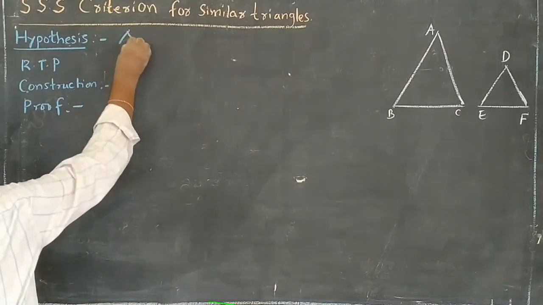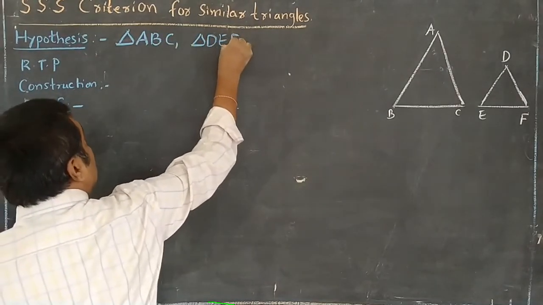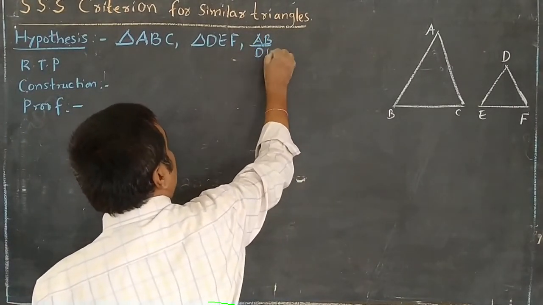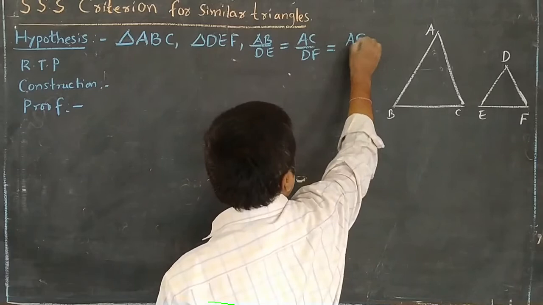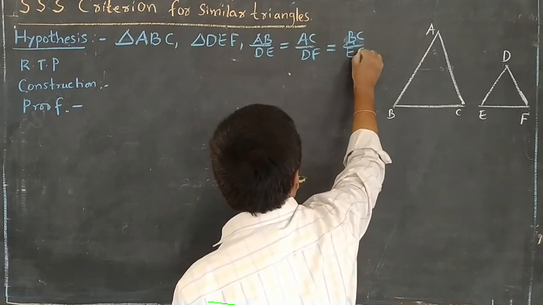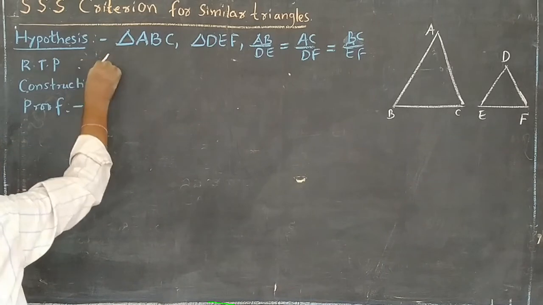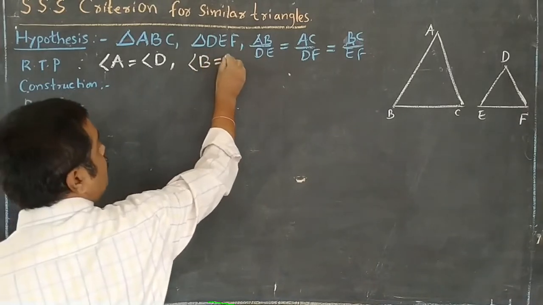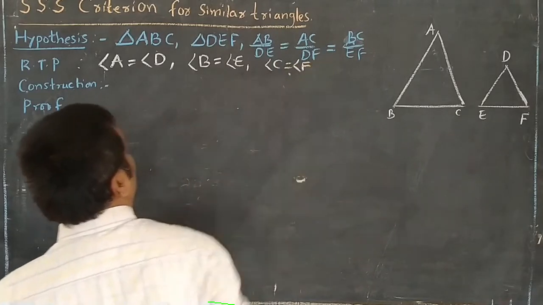See the hypothesis, children. In triangle ABC, in triangle DEF, it is given that AB by DE is equal to AC by DF, which is equal to BC by EF. Required to prove, show angle A is equal to angle D, angle B is equal to angle E, and angle C is equal to angle F.